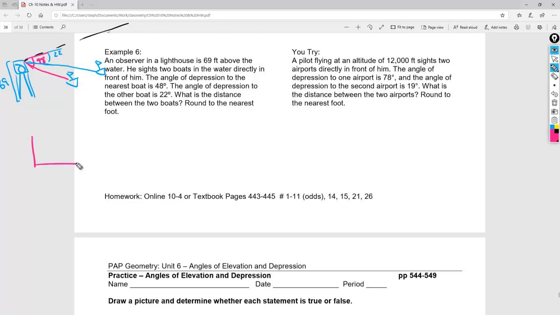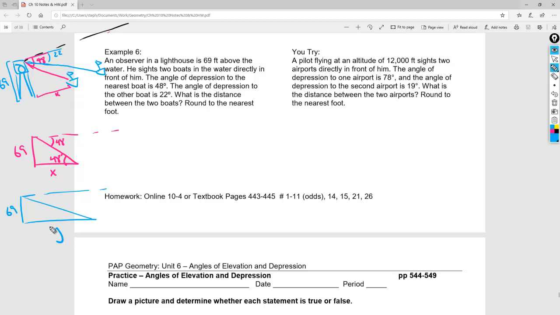So I have my lighthouse 69 feet above the water. And what I'm looking for is this distance down here, which represents this distance here. I know that my angle of depression is 48, which we could find the complementary angle here, but I also know because of alternate interior angles that my angle down here is also 48. So the angle of elevation from the boat, we could say, is 48. Now I have another triangle, which is longer, and 69 is constant.